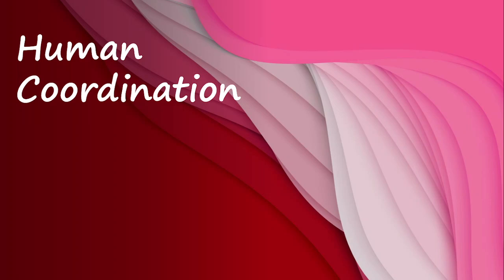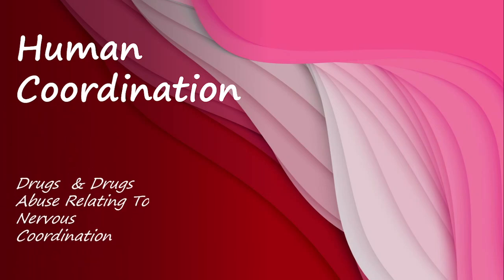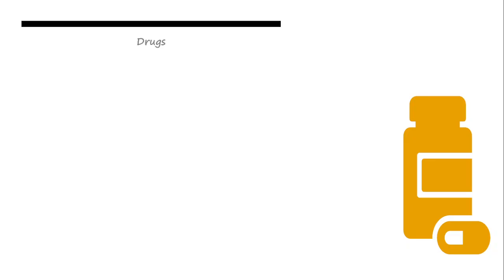Our chapter is human coordination. And today let's see drugs and drug abuse relating to the nervous system. So far in our previous videos, we covered the sense organs. So that was our last subtopic which we were discussing. So today let's move on to how drugs and drug abuse can be related to nervous coordination or the nervous system. So we'll start discussing the drugs.